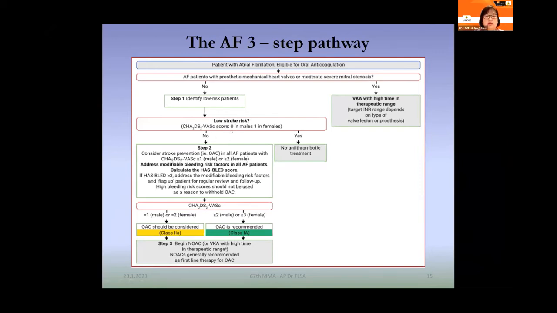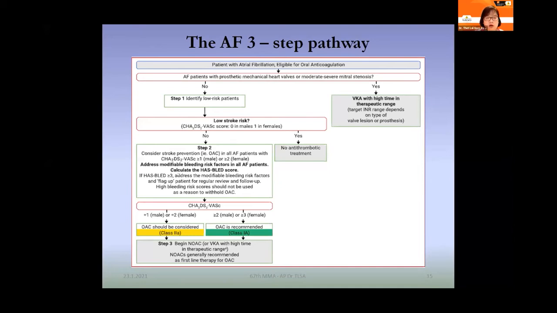If the patient is not at low risk, that is when the CHA2DS2-VASc score is more than 1 in male or more than 2 in female, we should look at the HAS-BLED score. When the HAS-BLED score is 3 or more, that is a high bleeding risk, we should address the modifiable bleeding risk factors that I have mentioned before, and flag up the patient for regular review and follow-up. We should ask the patient to attend regular and early follow-up to calculate the HAS-BLED score again, and we should assess the bleeding risk.